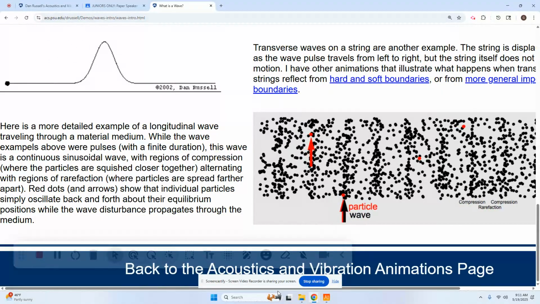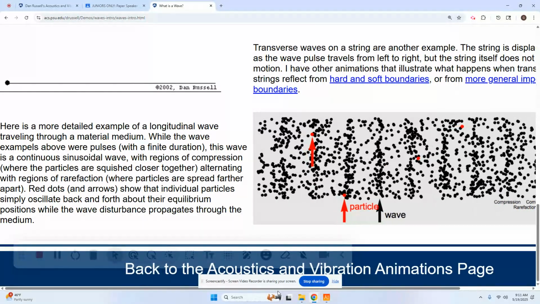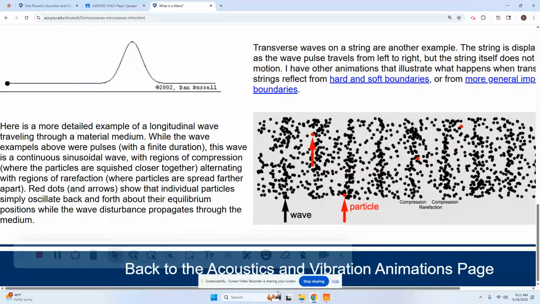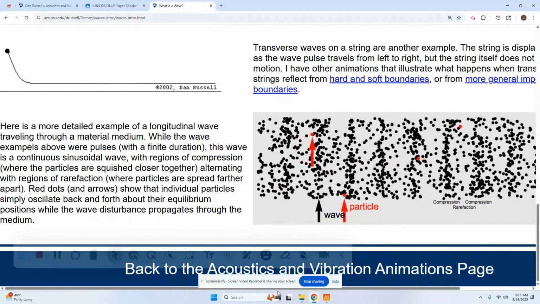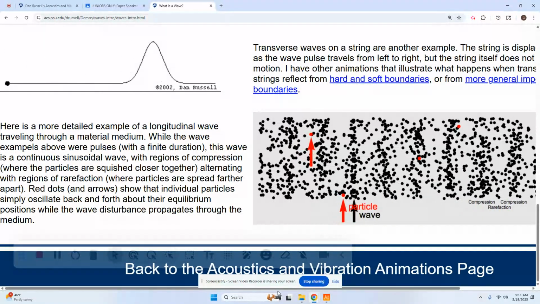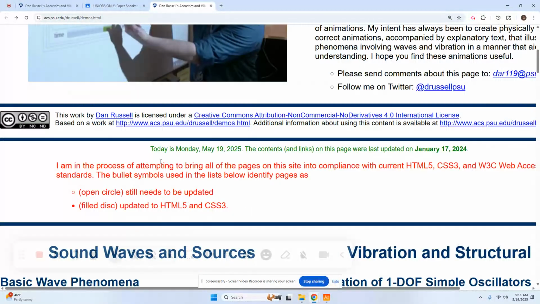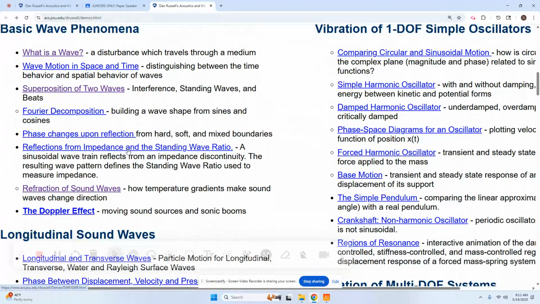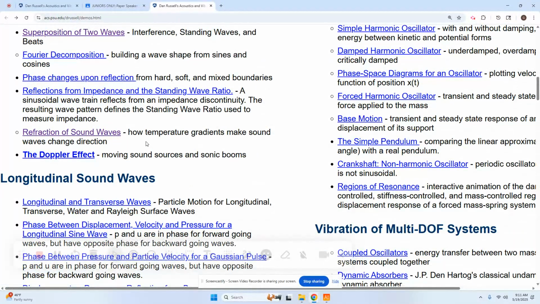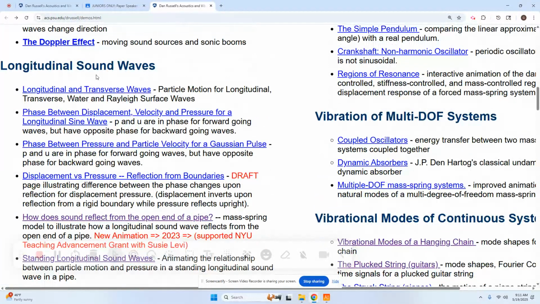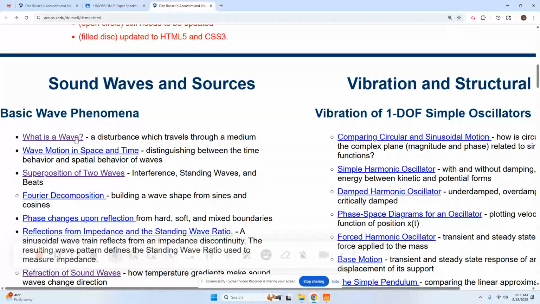So the wave is traveling from left to right, even though the particles don't, in the big scheme of things, go anywhere. And so again, waves are able to transmit energy without moving matter from left to right. Now on this simulation, there's a whole host of things that you could look at, and I want to give you guys some time to be able to look at some of these things. So again, this is what is a wave.